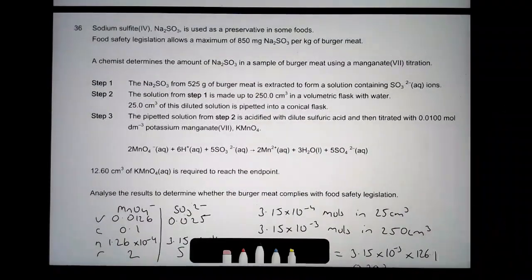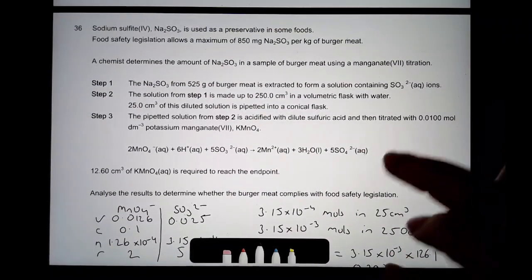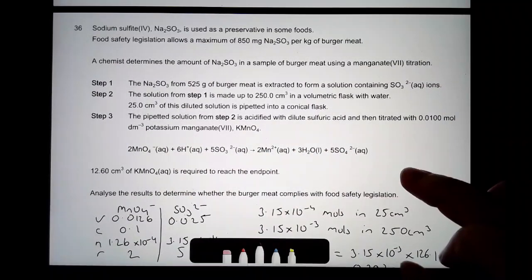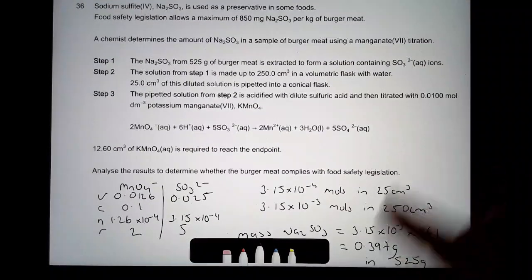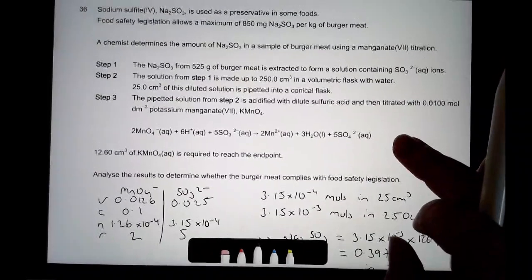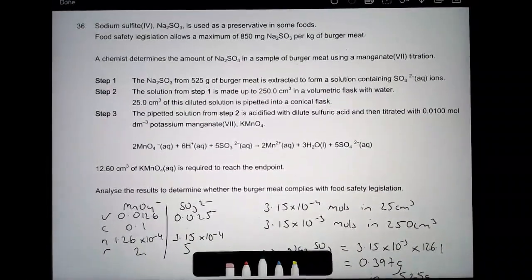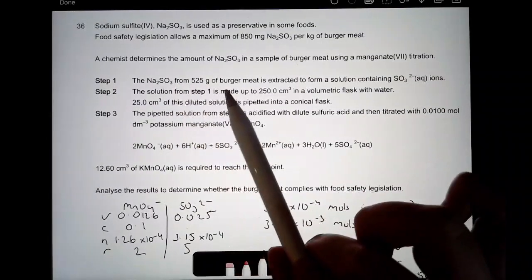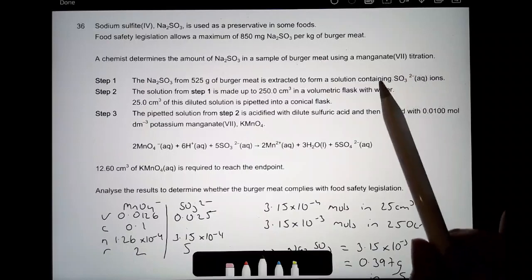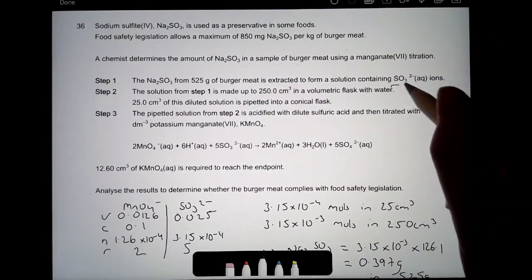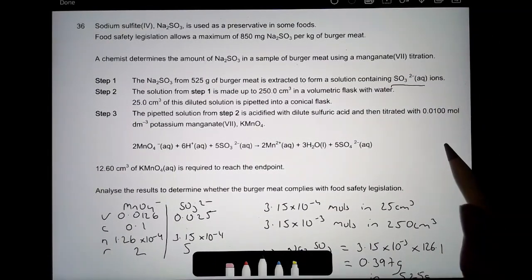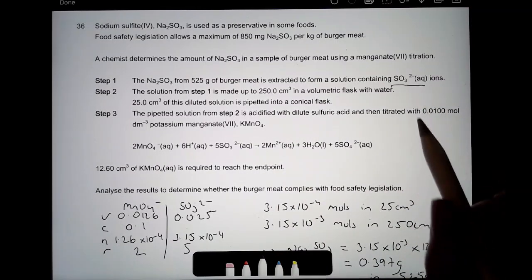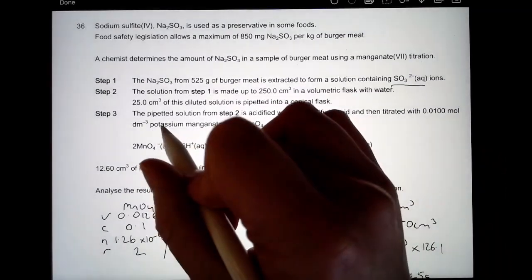The next one, it's a titration calculation, just not with an acid and a base, which makes this kind of equation a bit off-putting. But if you read through the information, ultimately you have your sodium sulfite that we're getting from the burger, and ultimately when you're doing the titration, it's the SO3 2- ions that are involved. I know it says other stuff, but you're ultimately titrating those ions against potassium manganate.